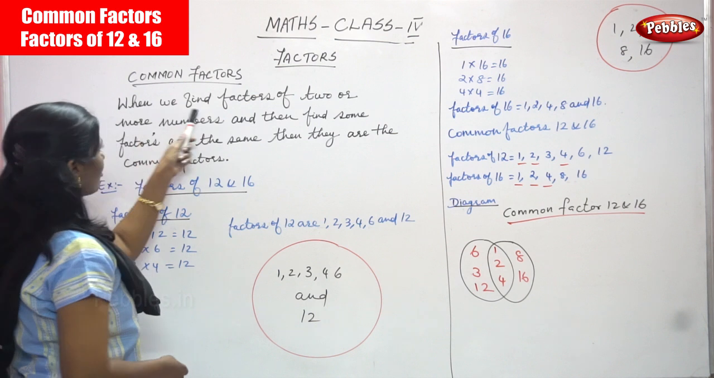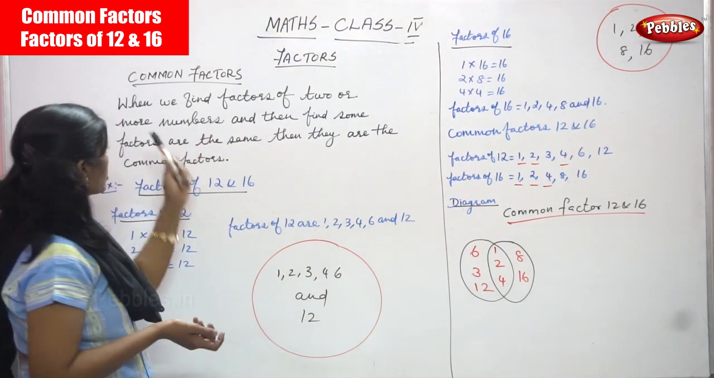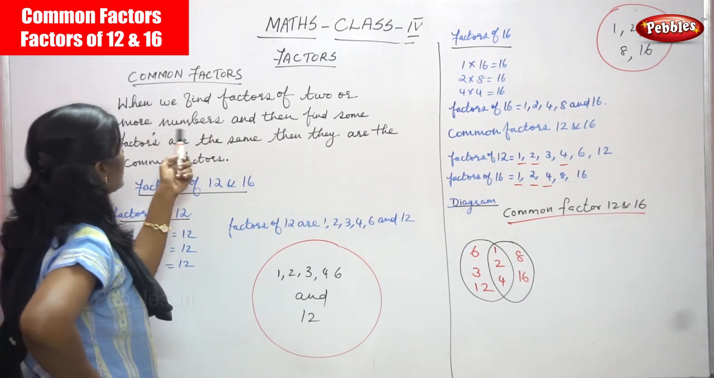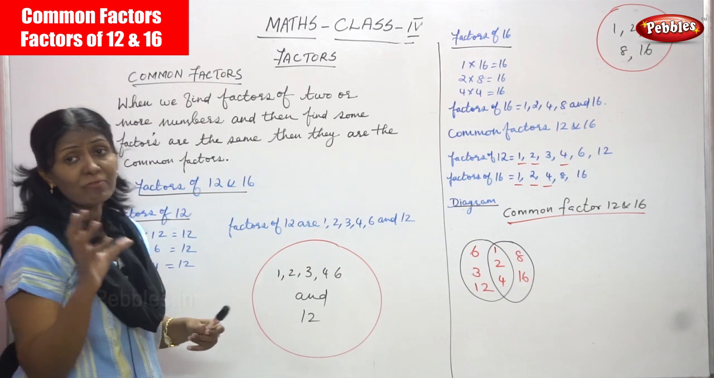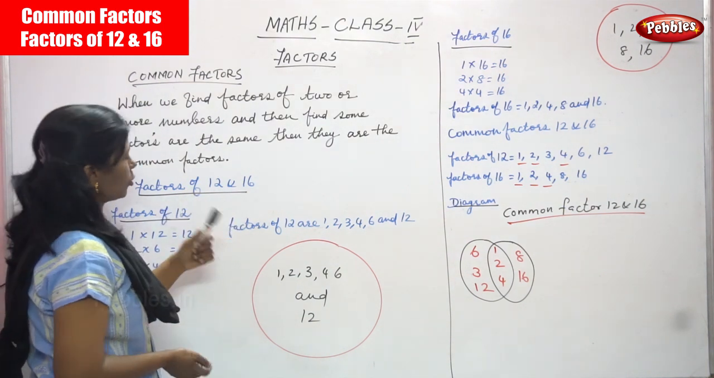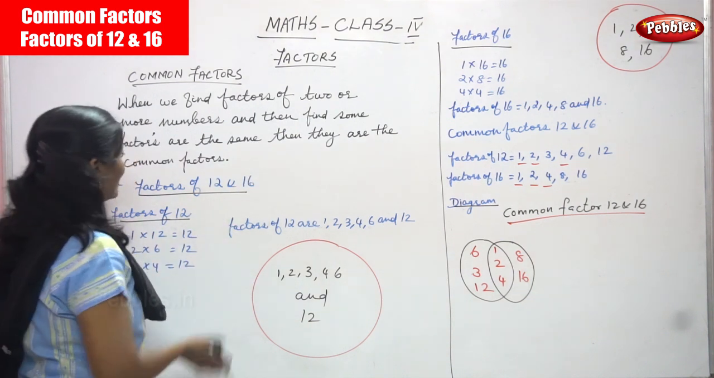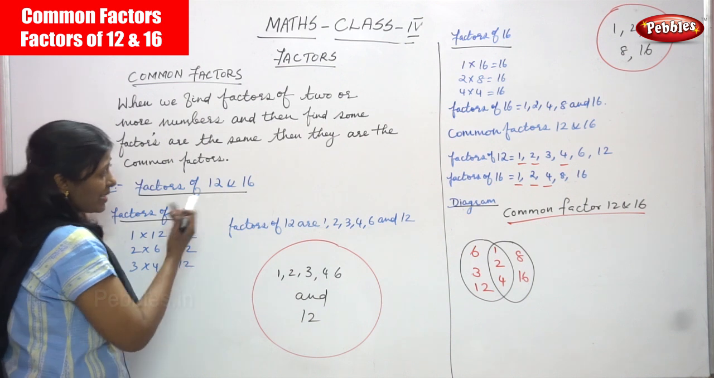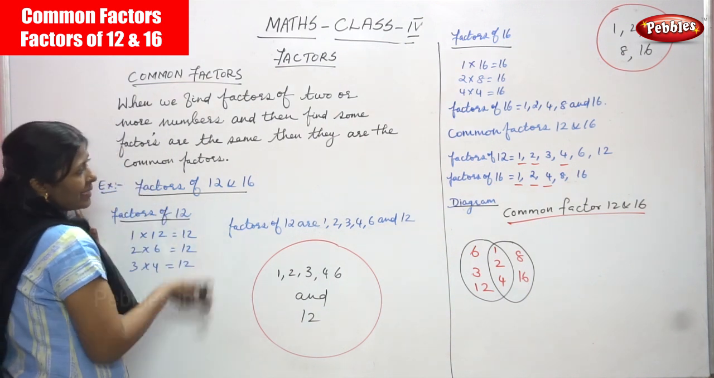I'll repeat: when we find the factors of two or more numbers, not only two numbers, two or more numbers, and then find that some factors are the same, only those factors that are similar for both numbers or more than two numbers are the common factors. If I explain with an example, you can get a clear idea.